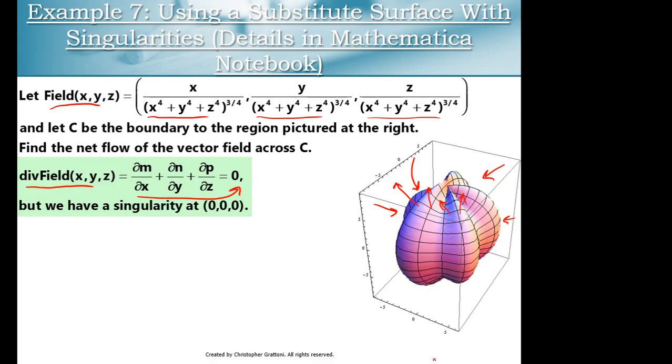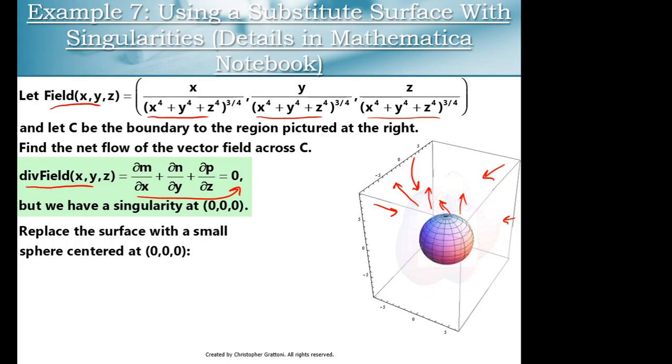Complicated formula for normal vectors. Long story short, I do not want to integrate over this surface. But because the divergence of the vector field is equal to 0, I can replace this weird looking surface with a nice substitute surface, a replacement surface. In this case, I just picked a small sphere.